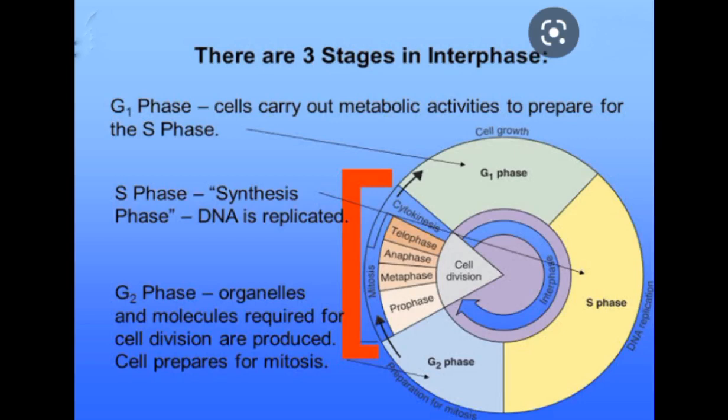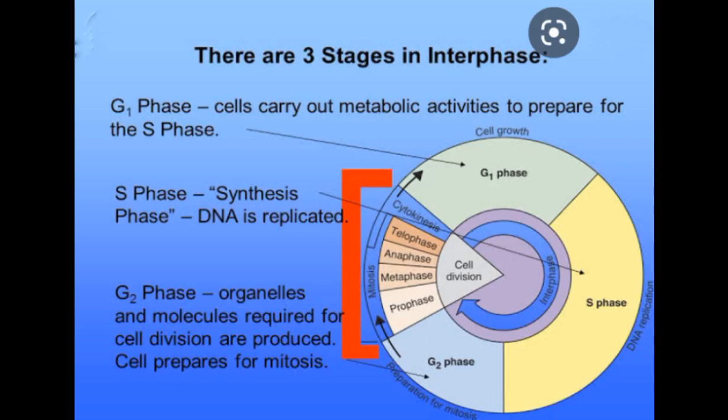G1 phase: cells carry out metabolic activities to prepare for the S phase. The second, S phase, the synthesis phase: DNA is replicated. G2 phase: organelles and molecules required for cell division are produced. The cell prepares for mitosis.